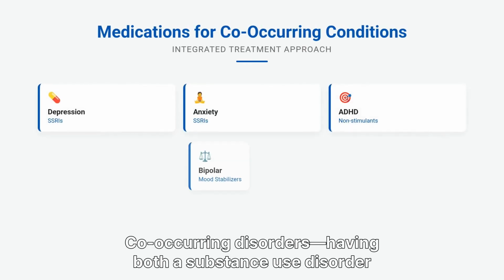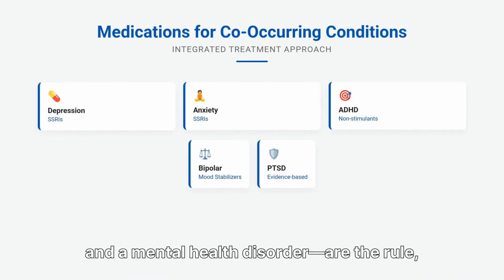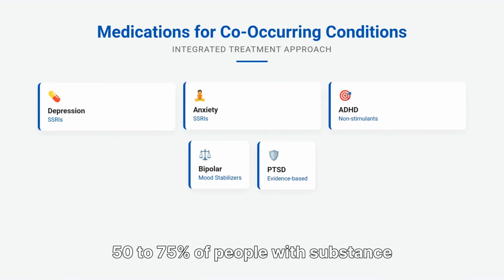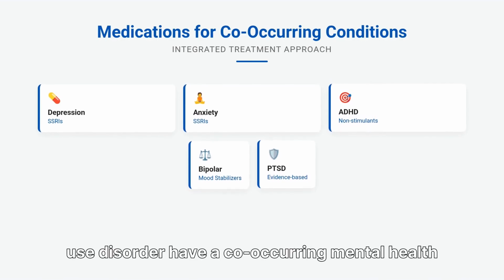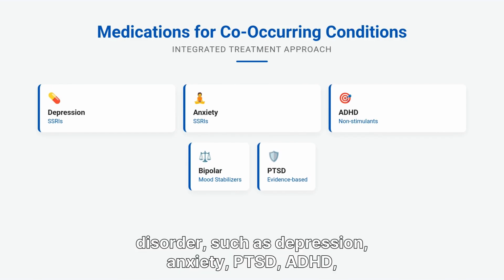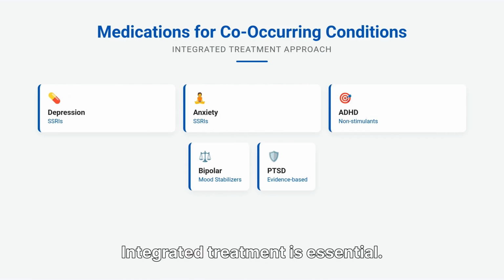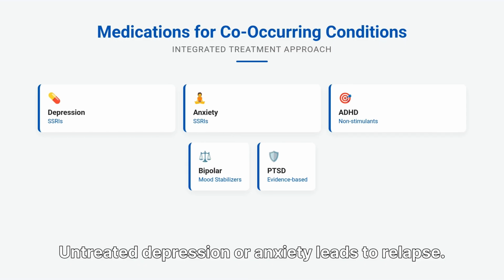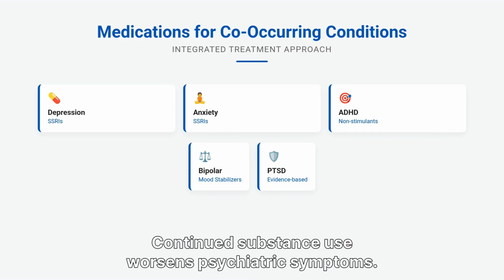Co-occurring disorders, having both a substance use disorder and a mental health disorder, are the rule, not the exception. 50 to 75% of people with substance use disorder have a co-occurring mental health disorder, such as depression, anxiety, PTSD, ADHD, or bipolar disorder. Integrated treatment is essential. We must treat both conditions simultaneously. Untreated depression or anxiety leads to relapse. Continued substance use worsens psychiatric symptoms.